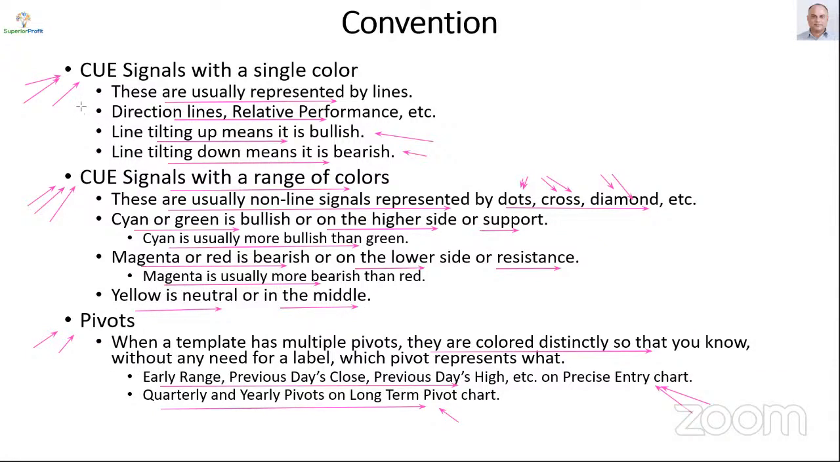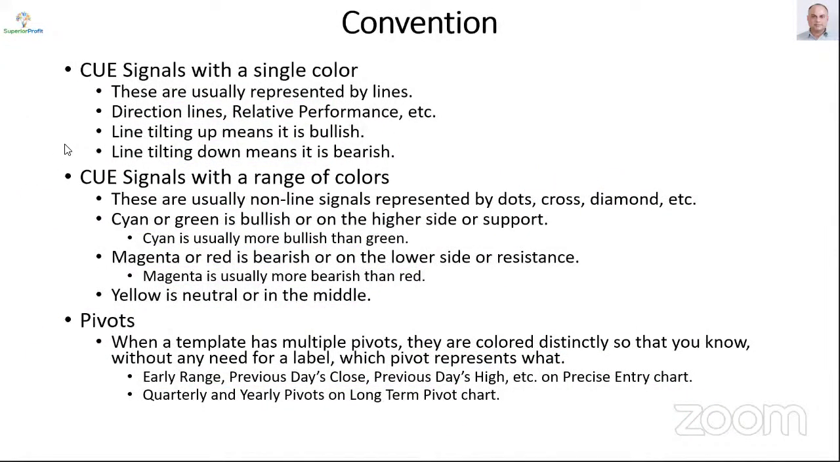So three kinds of indicators drawn. One is line, they don't change color. One is isolated dots, cross, diamonds, they change color. And then pivots, they also don't change color, but they are not line indicators in the sense they are always horizontal price levels. The line indicators are not horizontal price levels, they are going up, down, sideways. So we have these three classifications in terms of indicator styling.